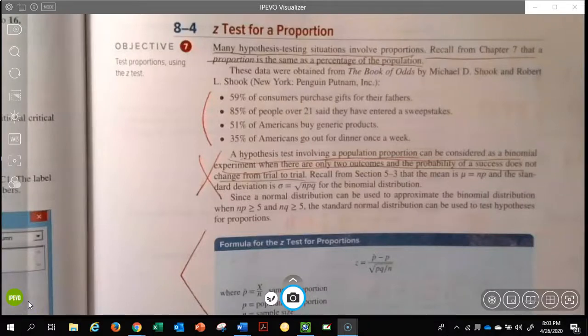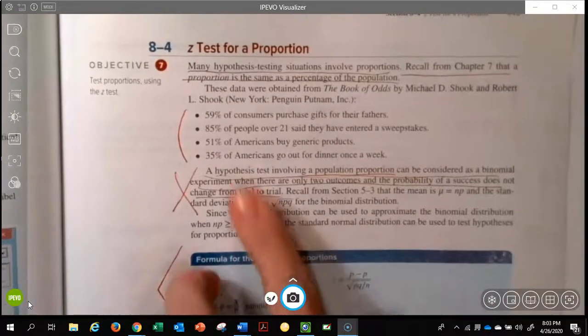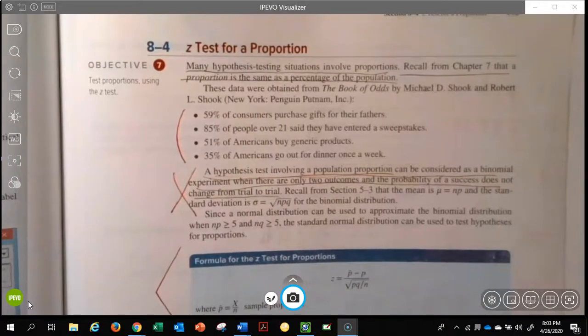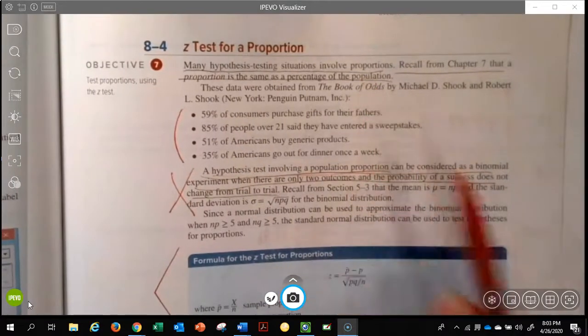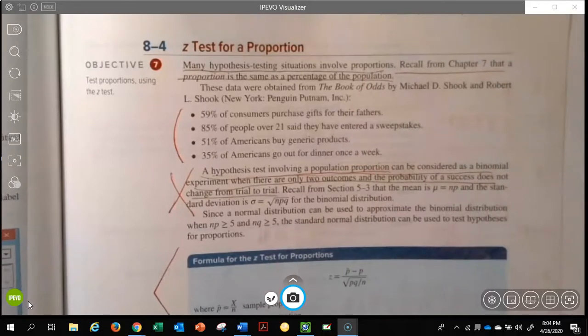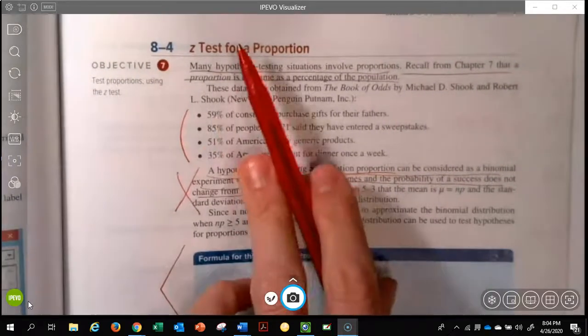We are now at section 8.4. Notice the title says z-test for a proportion, but we are still in chapter 8 that is talking about hypothesis testing. It says many hypothesis testing situations involve proportions. If you've been seeing the overview of what we have done before, we did a z-test, a t-test, and then we did it for proportions. We did 8.2 for the z-test when we knew the population standard deviation. 8.3 t-test, we didn't know the population standard deviation. Now we're at 8.4 and we can do the z-test for proportion.